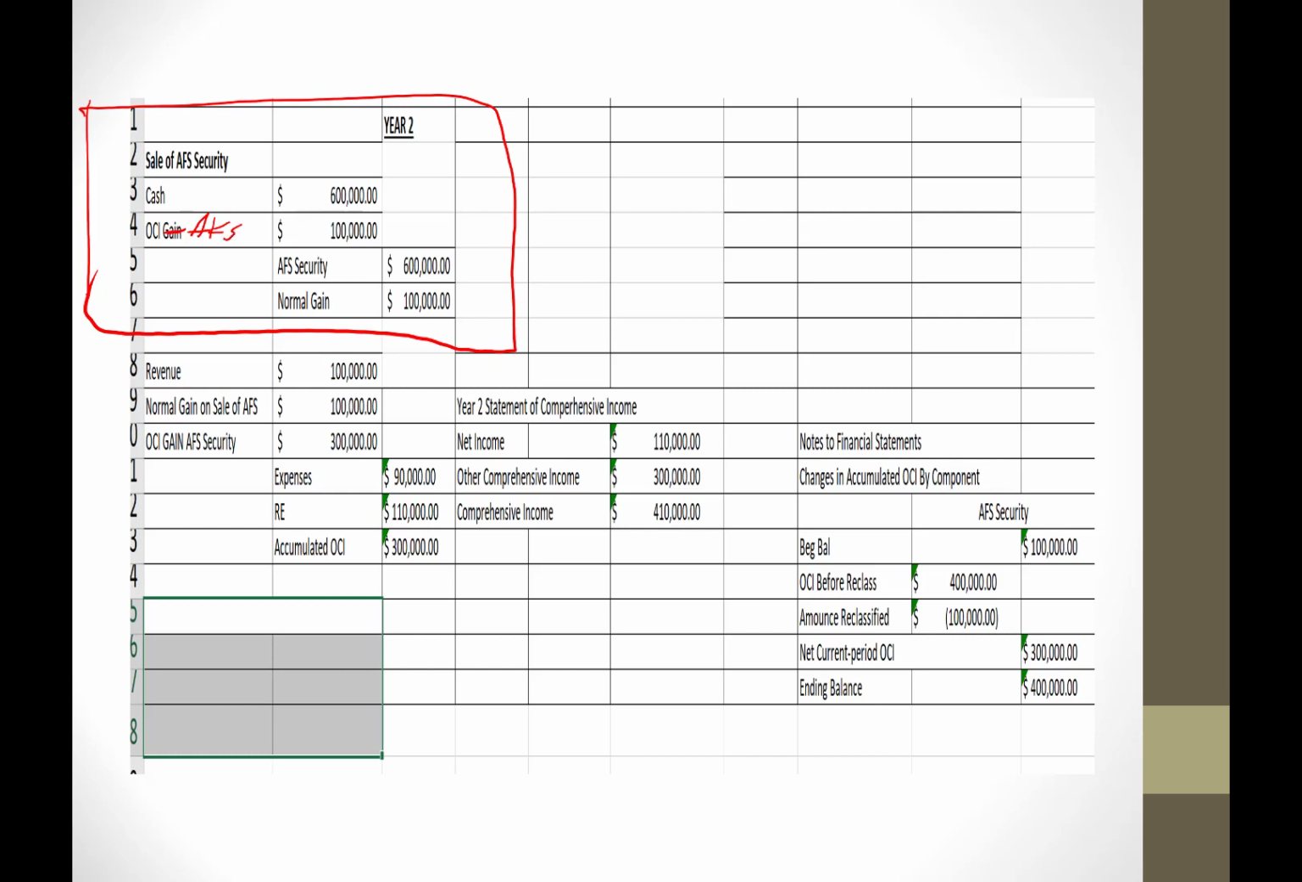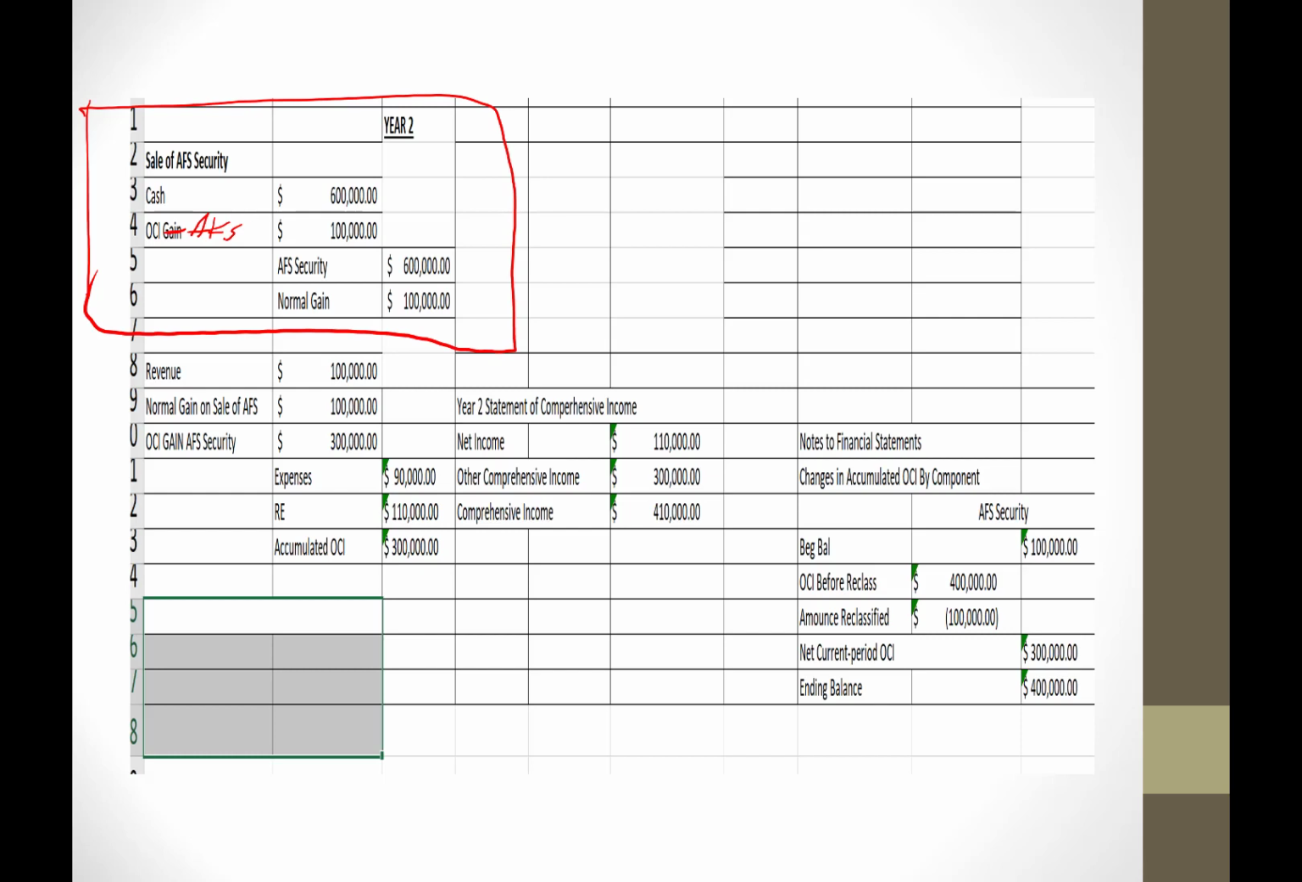I debit that and I credit what? I credit, and I'm calling it normal gain. You wouldn't call it normal gain, but I want you to realize that it's not a what? It's not my other comprehensive income. It's an income statement gain, isn't it? Okay, and I credit that. So now I'll report that as a gain on the income statement, right?